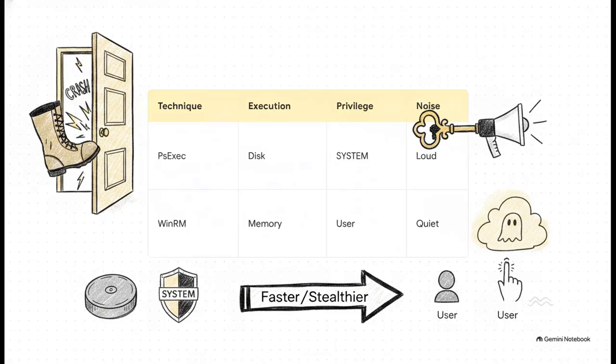Now, on the flip side of that, we have Windows Remote Management, or WinRM. WinRM is like using a master key. It executes your payload entirely within memory. Literally nothing drops to disk. Plus, it runs in the context of the current or impersonated user, which makes it incredibly quiet. And as a huge bonus, WinRM is the only Remote-Exec method that actually returns output, meaning you can use it for remote enumeration without flying completely blind.